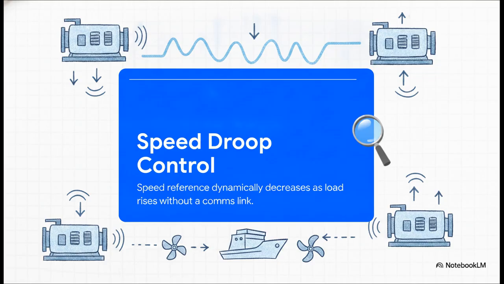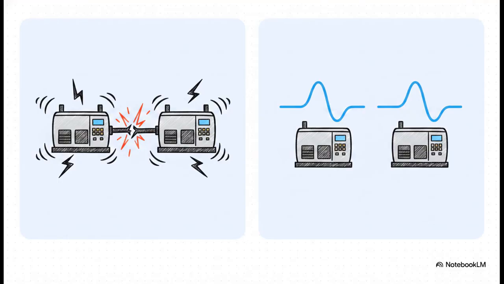The speed reference dynamically decreases as the load goes up, and the absolute beauty of this system is that it happens locally at each engine. It doesn't need a single communication cable between the governors to work. Now, why is a lack of communication a feature?